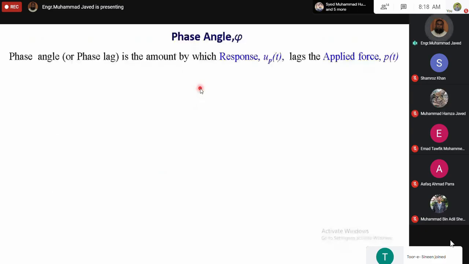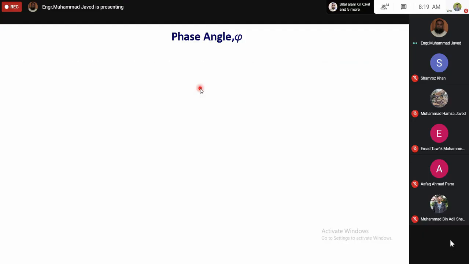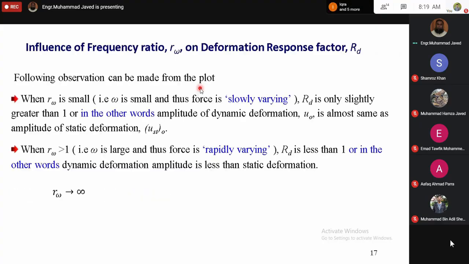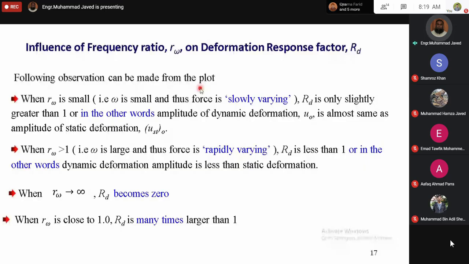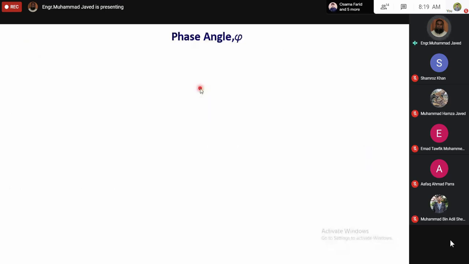Now coming to the phase angle, we discussed last time. हमने फेज एंगल की टर्मिनोलॉजी सिर्फ पढ़ी थी, उस पर डिस्कशन नहीं की थी.